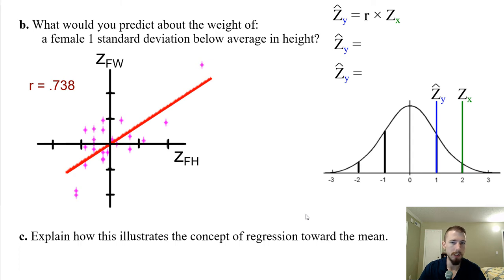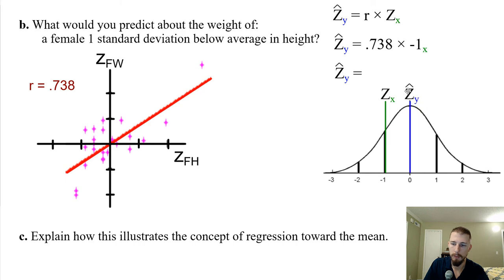All right, what would you predict about the weight of a female one standard deviation below average? Here's the standardized plot for the females. There's their correlation coefficient, which is the slope of the regression line. It's still positive in this case. Now, if we had a negative z-score for the x variable, their height, one standard deviation below the mean, we start out with our prediction at the mean, the average weight, but we're allowed to pull it over the correlation coefficient times that value, which is going to be negative 0.738, that value right there.